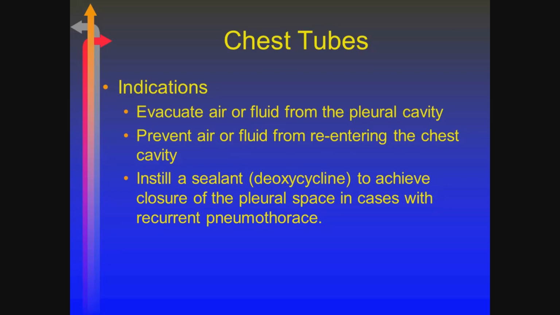All right, why do we put in chest tubes? The primary reason is the first one there, to evacuate any air or fluid that may be present within the pleural cavity. Conversely, to prevent any air or fluid from re-entering. So in the case of a post-CABG, we'll have not only the pleural cavity, but we'll also have it in the mediastinum. We'll have a chest tube to prevent air from re-entering.